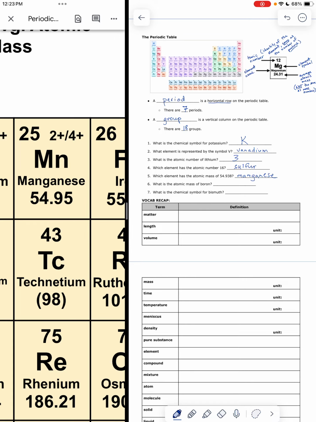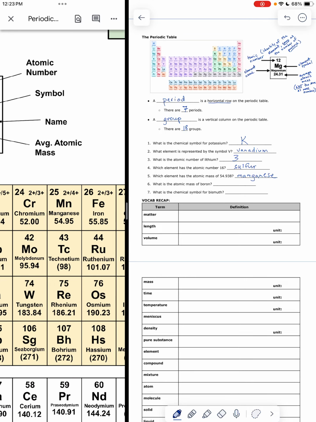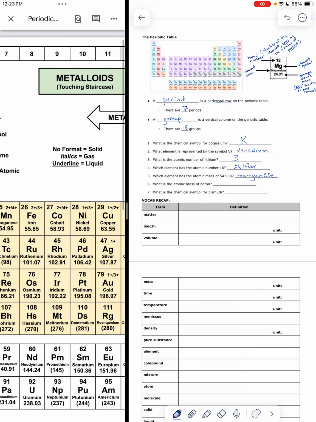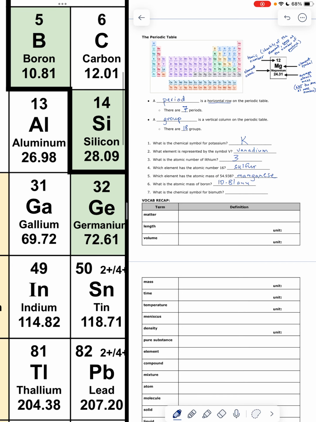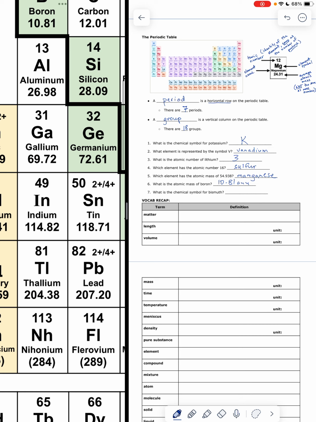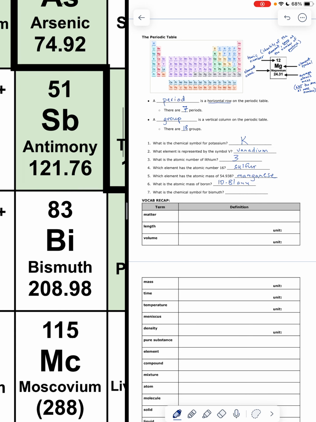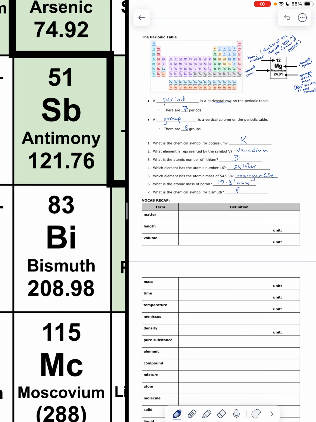That's a fun fact. What is the atomic mass of boron? Boron, you go to there, that is 10.81. We say AMU for atomic mass units, but more on that to come. And then what's the chemical symbol for bismuth? Something that is integral in Pepto-Bismol, if you've ever taken it. The chemical symbol is Bi.